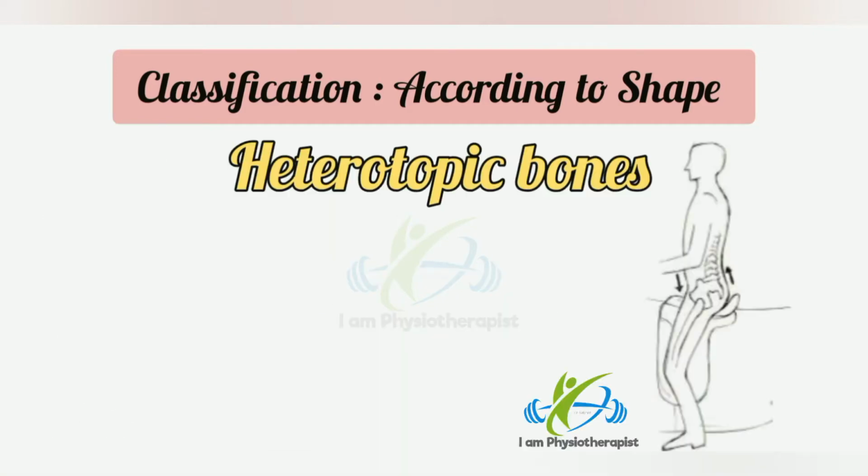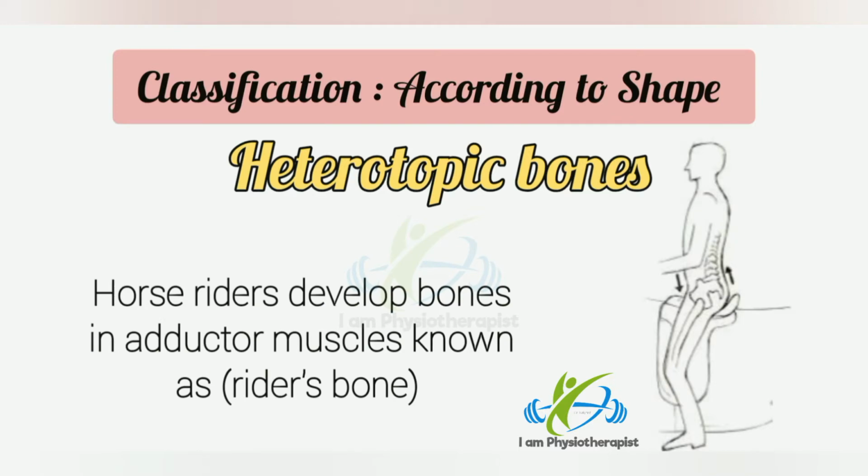Heterotopic bones. Bones sometimes develop in soft tissues where they are not normally found. Like horse riders develop bones in adductor muscles, known as riders' bones.